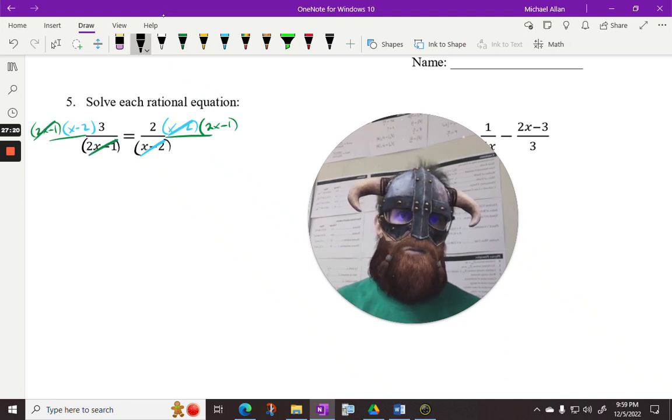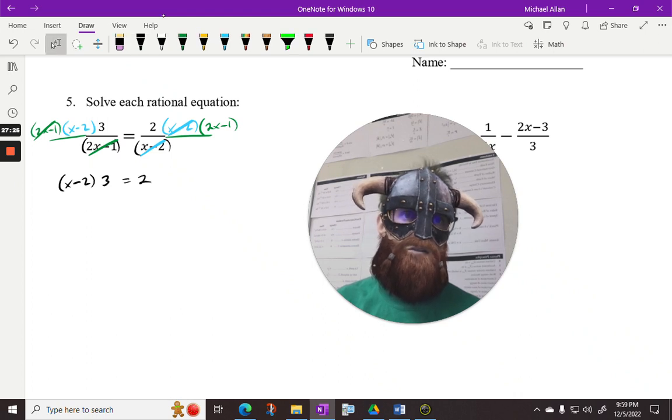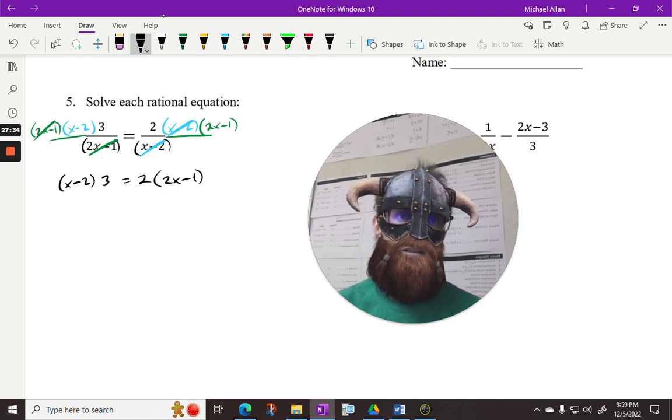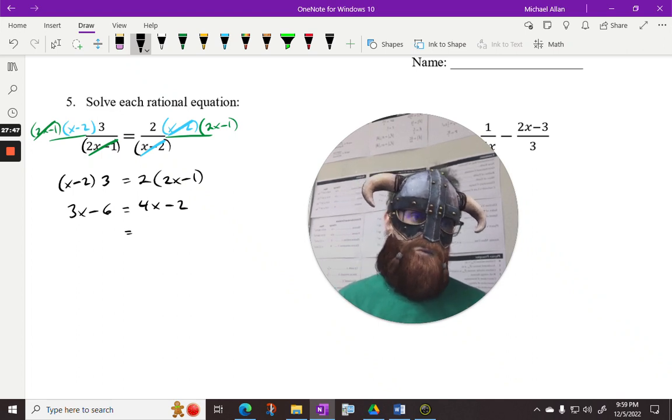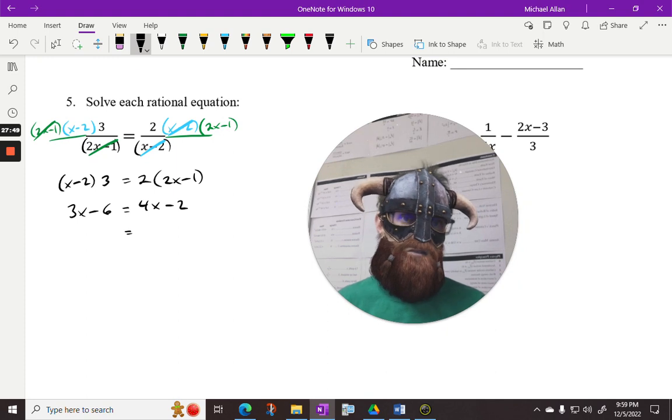So what's left over is I have x minus 2 times 3 on this side, and then 2 times 2x minus 1 on this side. Okay, now I still want to solve for x, but you notice I have no more denominators, so that's great. That's our goal. So I'm going to times the 3 in here. So I get 3x minus 6 there, and then over here I got 4x times the 2 in, minus 2. And you're going to manipulate this around. There's no square, so that's good. If there's a square, make it equal 0, factor it. Because there's no square, just rearrange this to solve for x.